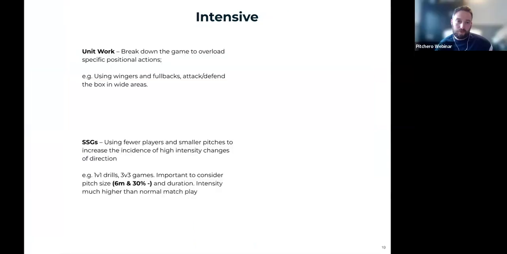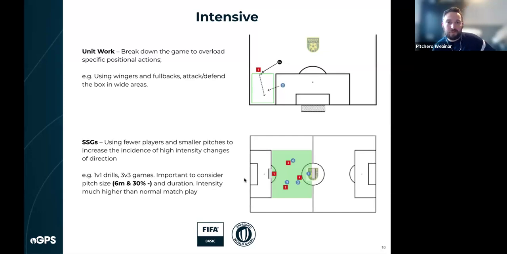Cool. So shall we go through some of those intensive sessions that you've put together? Yeah, so these are just a couple of examples of what we've done and why we'd include them. So the unit work, something we've done the other day, it might be that we're tactically looking at defending wide spaces.